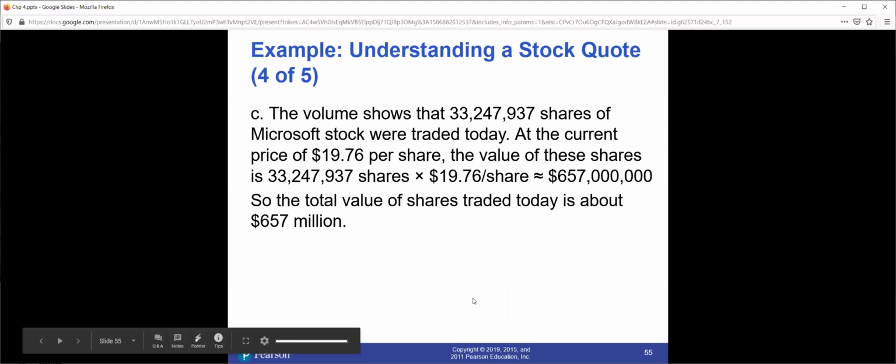The volume shows that there were 33 million and some number of shares of Microsoft stock traded today. At the current price of 19.76 per share, the value of these shares turns out to be around $657 million. So the total value of shares traded today for Microsoft was $657 million. $657 million exchanged hands just on the day of writing of this particular question. That number is probably larger when you looked it up yourself.